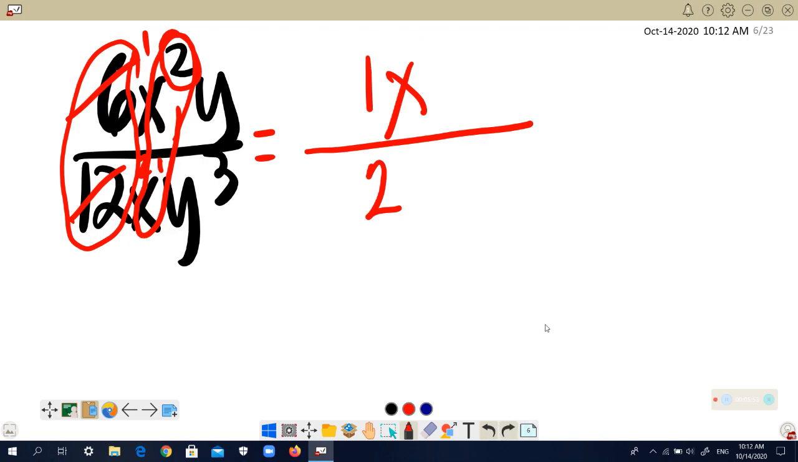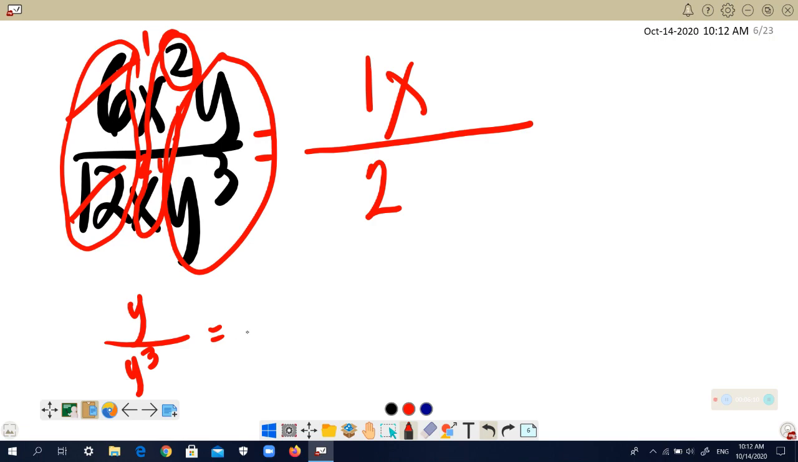And then, in terms of the variable y, you are going to apply also the law of exponent. Copy the base and then subtract the exponent. As our scratch on the lower side, we have y over y cubed. Then copy the base and subtract the exponent. So 1 minus 3 is negative 2.